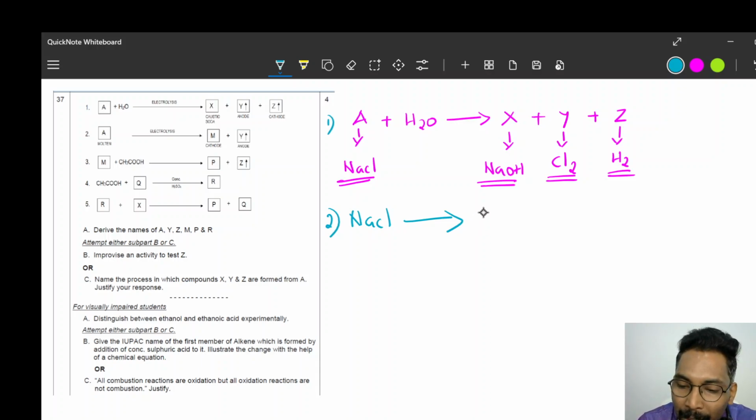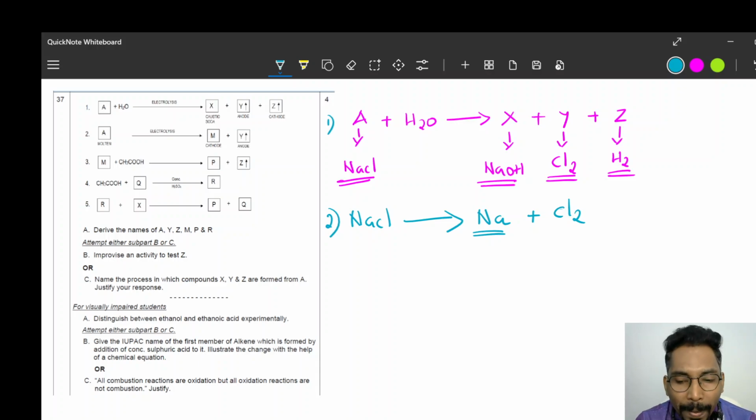So at the cathode you will get sodium, plus chlorine at the anode. So M is Na, and Y we already identified, that is Cl2. Okay, that's it.